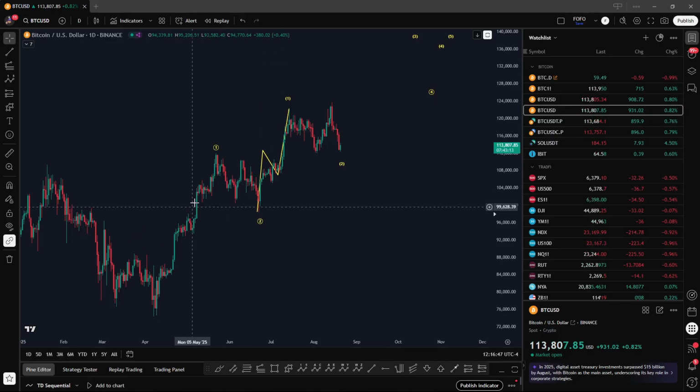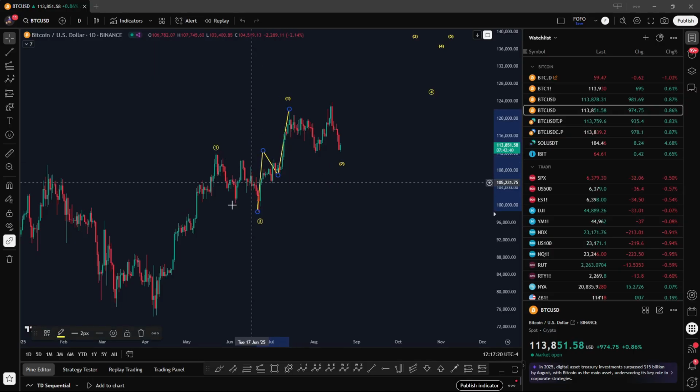I will concede that this can be 5. There is a way to make this an impulse legally, following the rules. There is not a way to make this one. This is a zigzag. So therefore, a rule of an impulse is that wave 1 has to be 5 waves, whether that be an impulse or diagonal. You cannot make this 5 waves. It's only 3 waves. So it cannot be 1. Therefore, this labeling is incorrect. Cannot be. Okay?